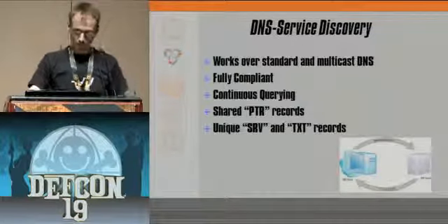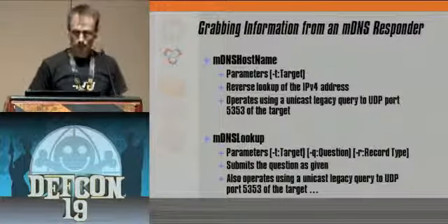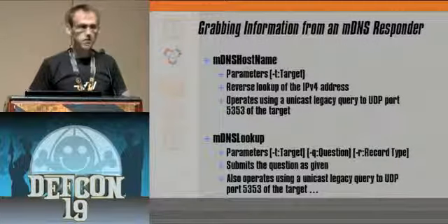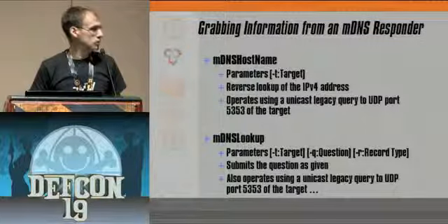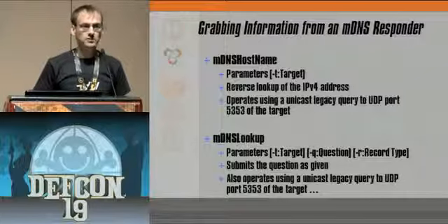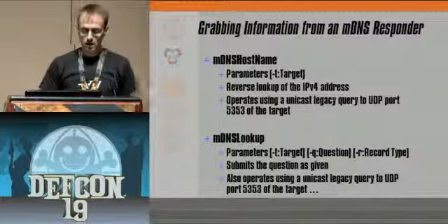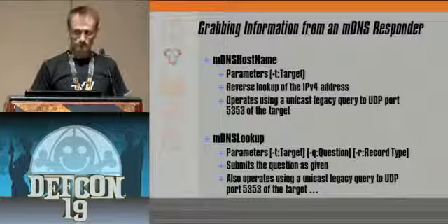I had an additional way to profile my hosts quickly, like I was often able to do with Windows hosts. And so I created a tool called MDNS hostname. The parameter there, it does a reverse lookup of the IPv4 address. I did repurpose some code that was designed for traditional or conventional DNS. So it basically just packages the same message, but sends it to UDP port 5353. So it operates using a basically unicast legacy query to UDP port 5353 of the target.